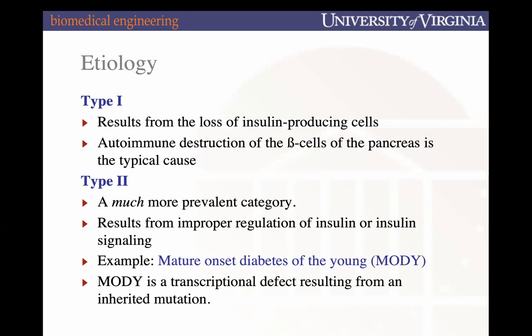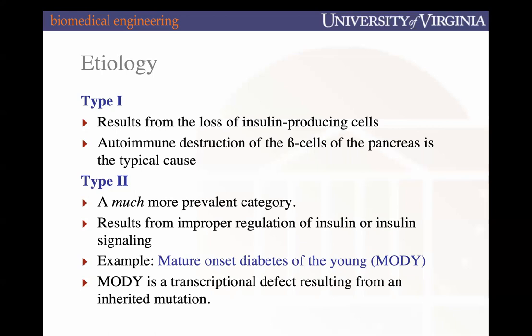And so type 2 diabetes typically is a result of improper regulation of insulin signaling, typically attributed to insulin resistance. But what's interesting is that another version of type 2 that's typically less common but still key for our lecture today, and we're going to talk a little more on Thursday, is mature onset diabetes of the young. That's typically a transcriptional defect resulting from some sort of inherited mutation that leads to dysfunctional insulin signaling.